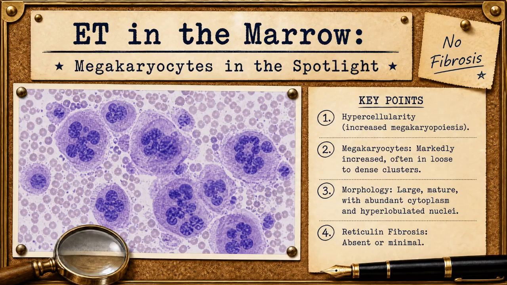Your ability to identify these characteristic megakaryocytic changes, their increased numbers, clustering, large size, and hyperlobulated nuclei, is essential for confirming the diagnosis of ET. It's a beautiful example of how specific morphological features in the bone marrow directly correlate with the clinical picture. Next, let's talk about how we differentiate ET from another condition that causes high platelets, reactive thrombocytosis.